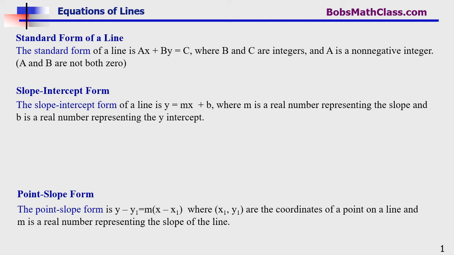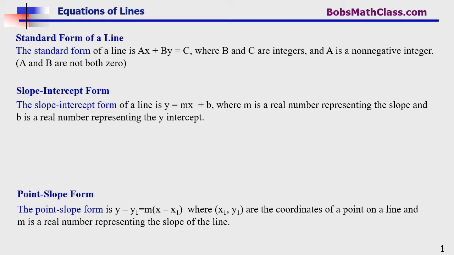Standard form is ax plus by equals c. B and c are integers. A is also an integer, but it's a non-negative integer. So in other words, a must be positive. And a and b are both not zero.